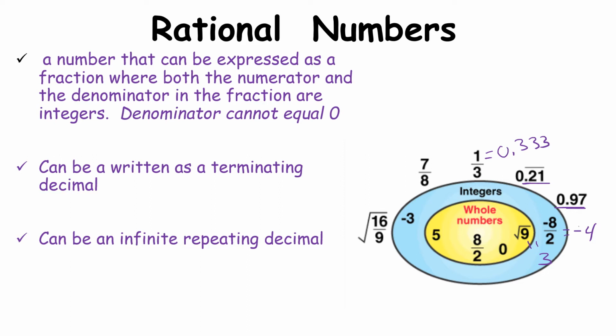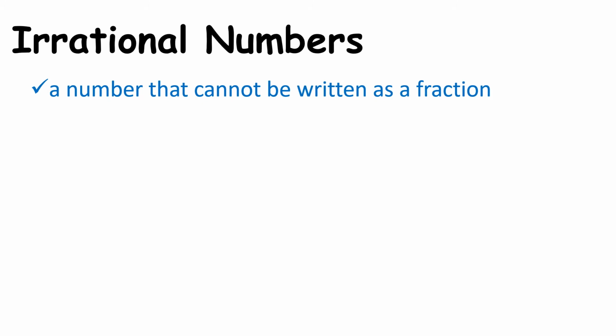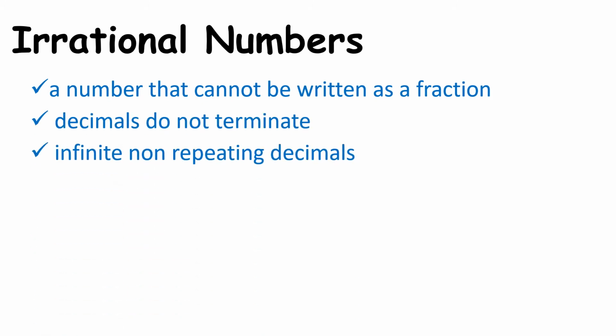So with a rational number, it's either a whole number or an integer. If it is a decimal, the decimal stops, or if it repeats the same number. All right, so let's take a look at irrational numbers. It cannot be written as a fraction. Decimals do not terminate. And it's the infinite non-repeating decimal, so it does not repeat the same number.